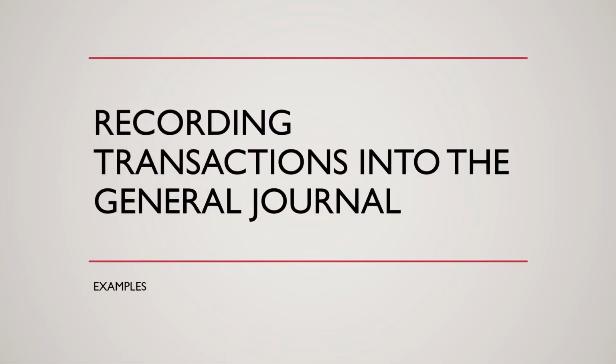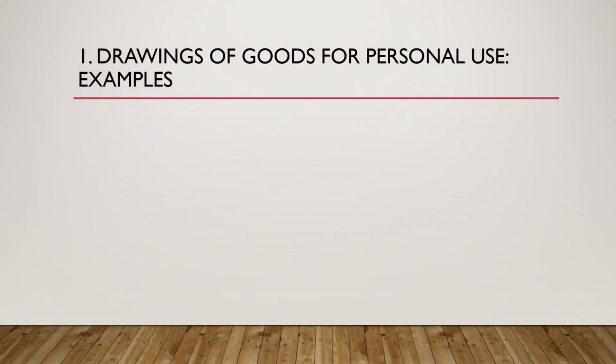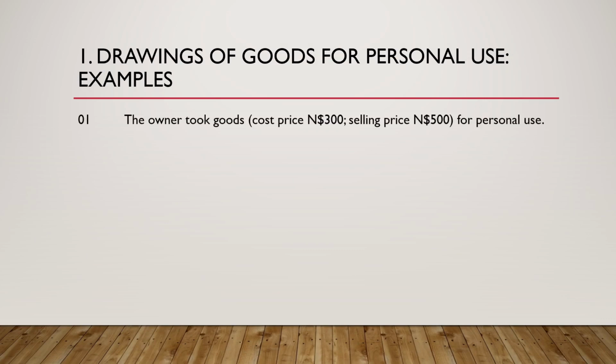We will now look at examples of the first 3 different transactions recorded in the general journal, and in the next lesson we will look at the rest. Drawings of goods for personal use examples. On the first, the owner took goods, cost price $300 million, selling price $500 million for personal use.